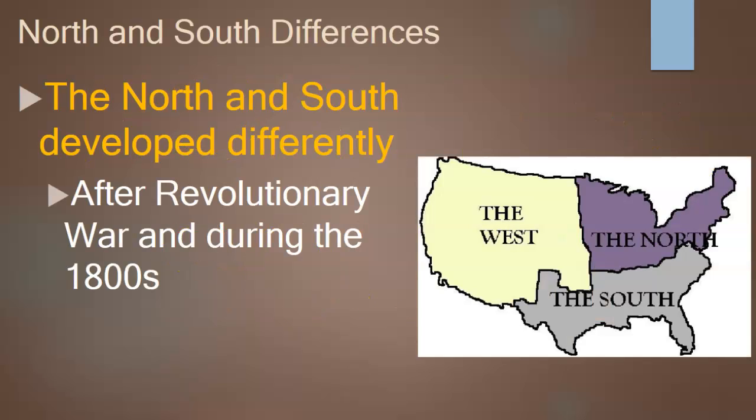The North and South both developed very differently from each other, almost immediately after the Revolution and then through into the 1800s. There were just a lot of different issues to divide them, and oftentimes whenever there was an issue in the country where there were two different sides that you could choose from, the North and the South very often found themselves on opposite sides.